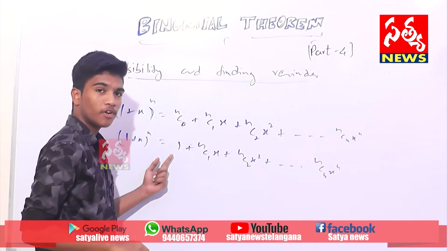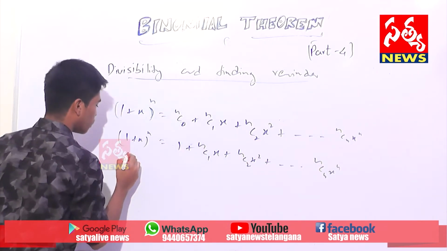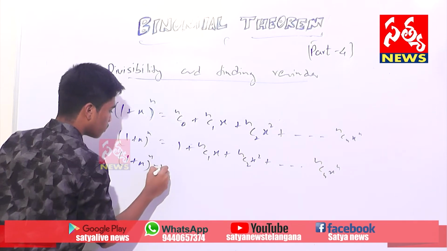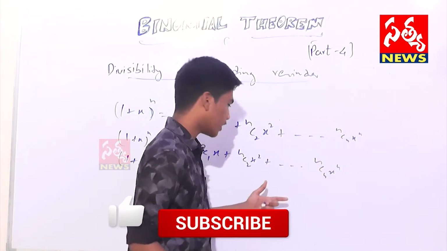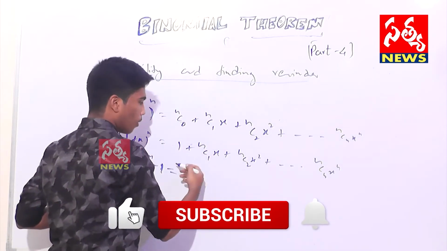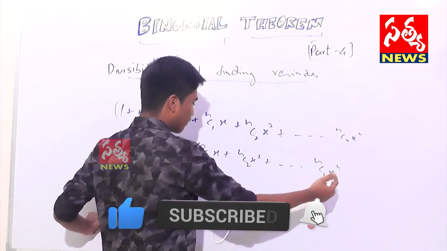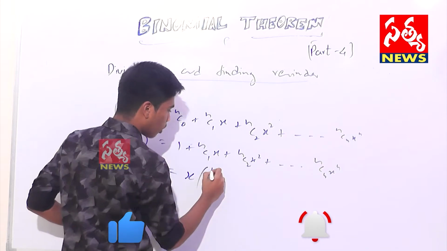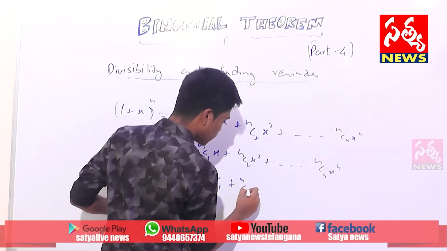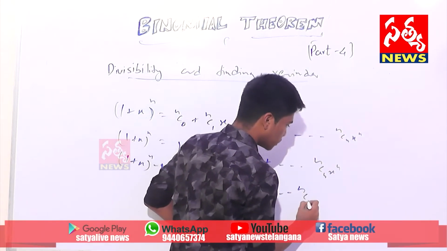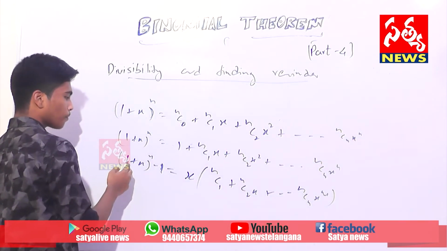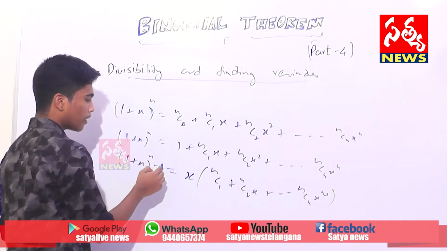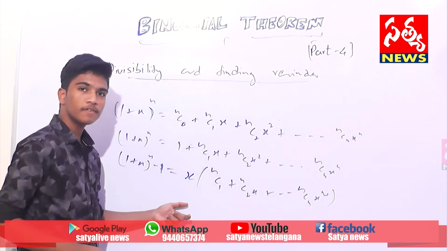Here, if we bring 1 to the left hand side, the remaining expression is divisible by x. So we can take x common in all terms up to x^n. We can take x common: nC1 + nC2 x + and so on up to nCn x^(n-1). So by this we can say that (1 + x)^n minus 1 is divisible by x.